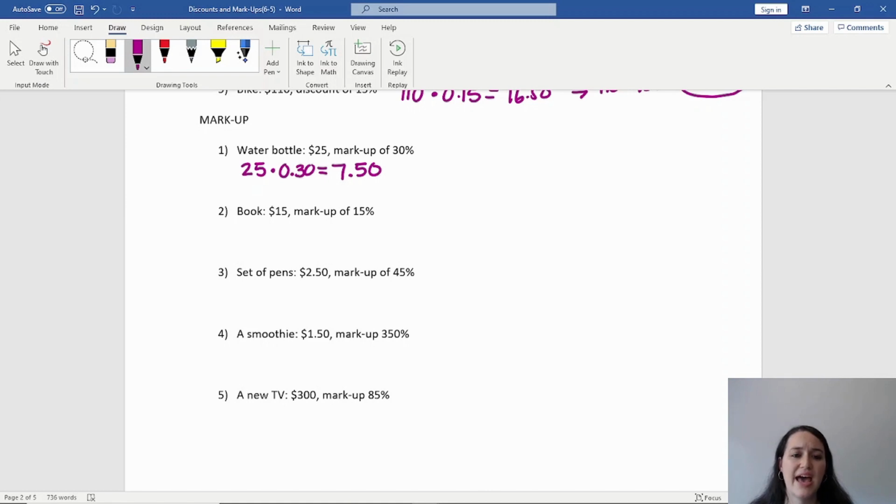So I'm gonna have to add that $7.50, for the sake of space, I'll just go ahead and add plus 25. So you're gonna be paying $32.50 for this water bottle. So essentially that $7.50 is gonna go to the company, really whoever made it, for, I guess, their expenses, or I don't know, however companies do those things.